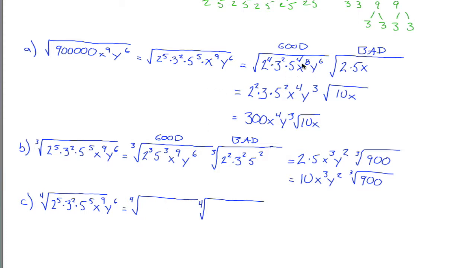We had groups of 2 up here, groups of 3 down here. We need groups of 4 down here. So 2 to the 5th, I can take 4 of those guys and put them over here, and I'm left with 1 over here. 3 squared, nothing I can do with that. Stuck on the bad side. 5 to the 5th, put 4 of them over here, and I'm left with 1 over here. X to the 9th, put 8 of them over here. I'm left with 1 over here. Y to the 6th, I could put 4 of them over here, and I'm left with 2 over here.